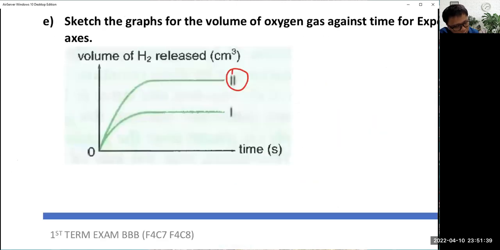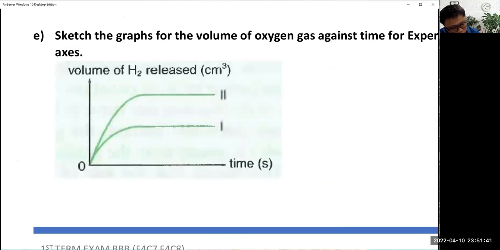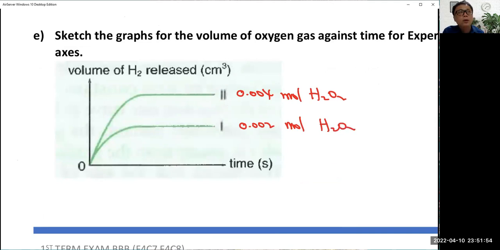Because the height of the graph depends on the moles, 0.004 mole of H2O2 will produce double the height, which means it will produce double the product. It's just like if you burn 1 paper, it produces 20 cm3. If you burn 2 papers, of course, it will produce 20 times 2, 40 cm3 of carbon dioxide gas. So the more chemical you use, the more product will come out. Double will be double product. Triple will be triple product.